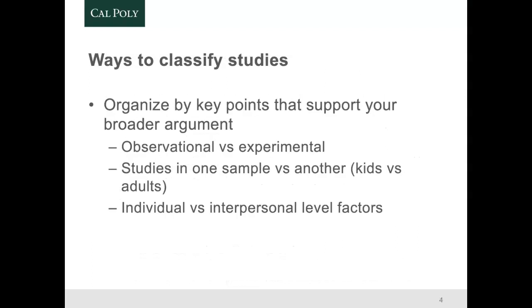There isn't a right or wrong way to classify and organize the studies that you've found, but you want to think about what the key points are that support your broader argument. So you could organize by type of study. Maybe there are both observational and experimental studies that you've found. Alternatively, if that doesn't make sense for your research question, you could organize by population. So maybe you separate studies that are done in kids versus those done in adults.